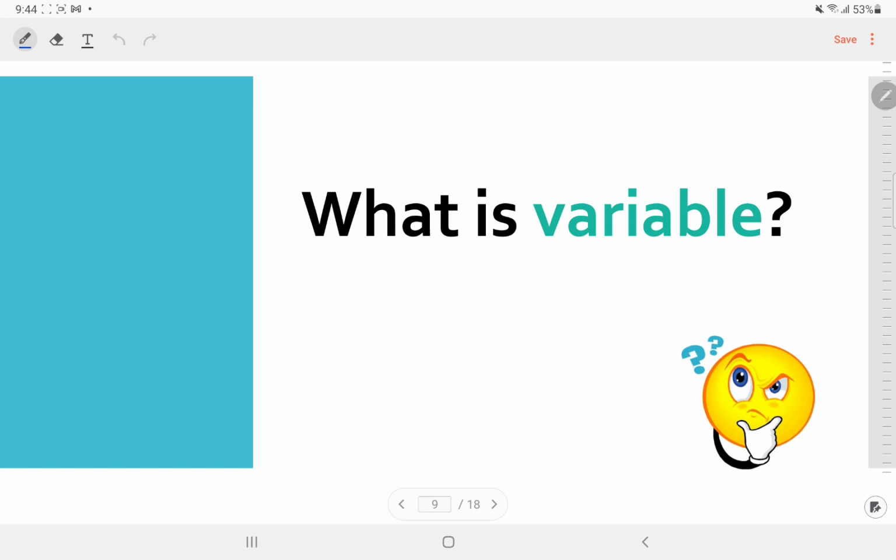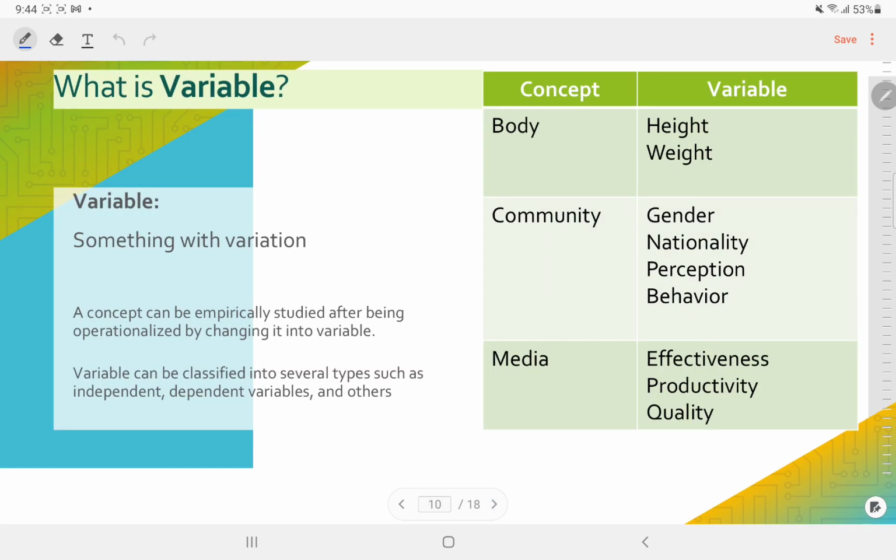And next, after understanding about data, we should know what a variable is. Okay, just take a look at this. Variables are something with variations. From the word vary, variable, variations. Something that is different. Something that can be varied. That is variables.